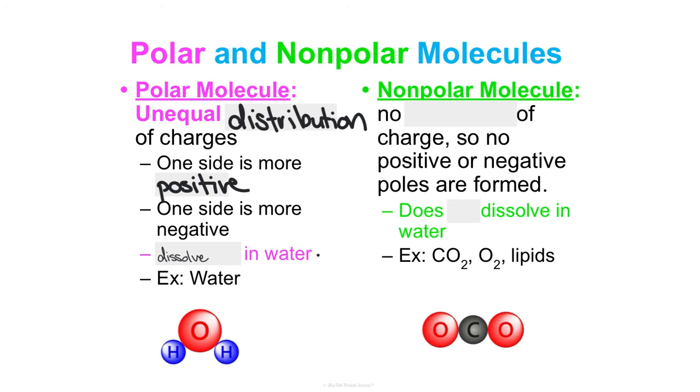Now if we move on to non-polar molecules, there are no poles. There's no North Pole, there's no South Pole, which means that there is no separation of charges. So no positive or negative poles are being formed, which means that they do not dissolve in water. Examples of this are things like carbon dioxide, oxygen, and lipids. Lipids are things like oil, and you've probably already learned that oil and water don't mix.